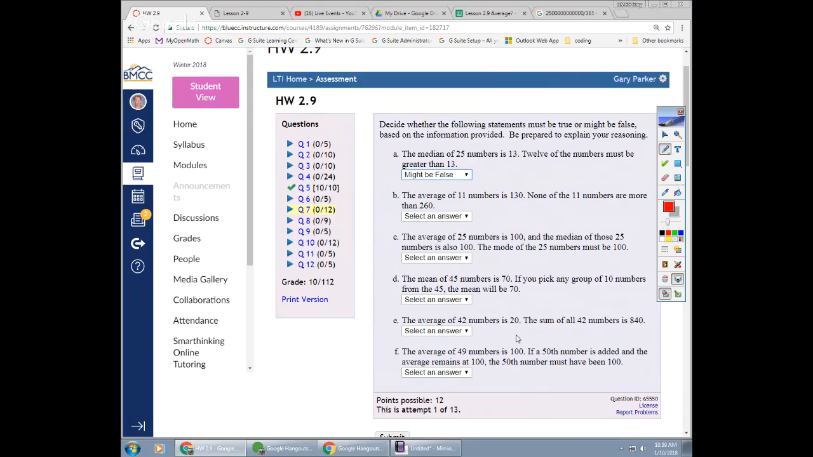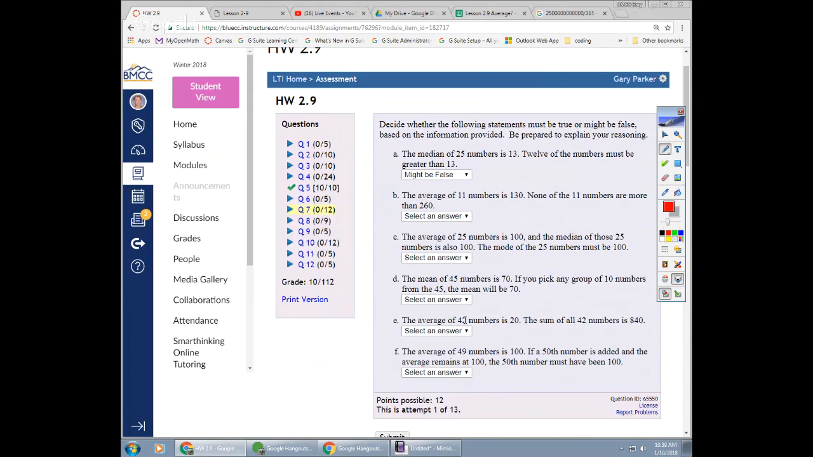Let's do E. You just said it could be true and it could be false. Yeah, it could be true, it could be false. So here my answers are either must be true or might be false. Yeah, so we're playing with logic here a little bit. We're playing with words.